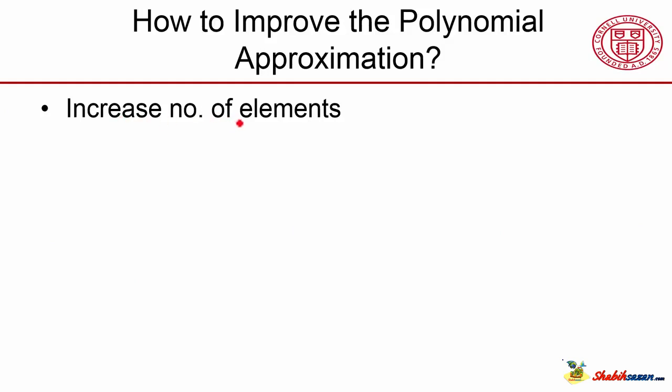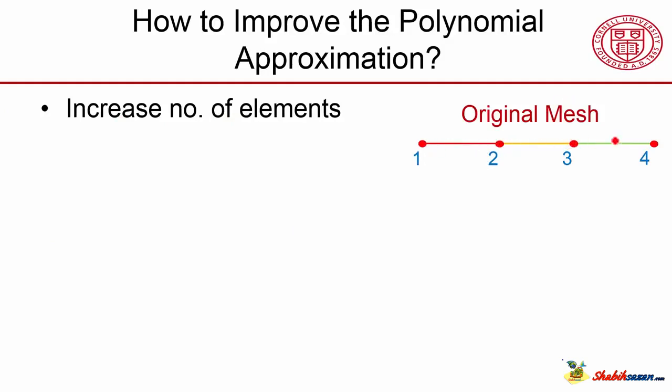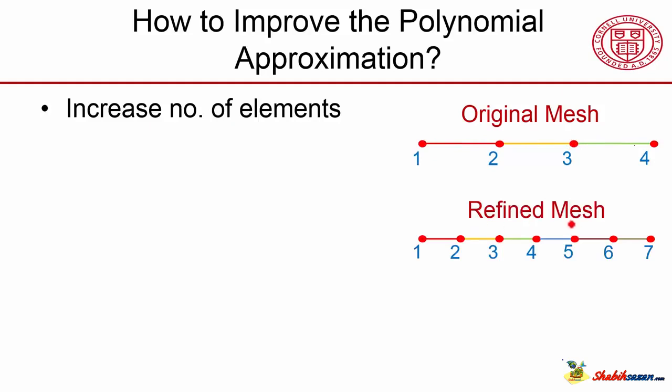First is to increase the number of elements, and this I think is intuitive. In our original mesh, we had 3 elements, and then we can generate a refined mesh where we have 6 elements. In our original mesh, we assumed the shape is a combination of 3 linear polynomials. Now we are assuming that it's a combination of 6 linear polynomials, and that's better.